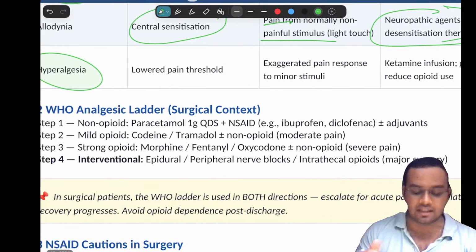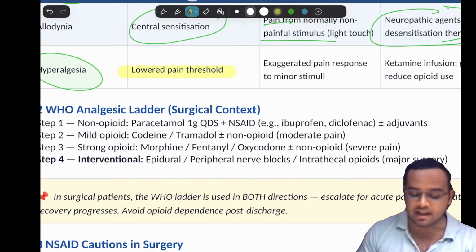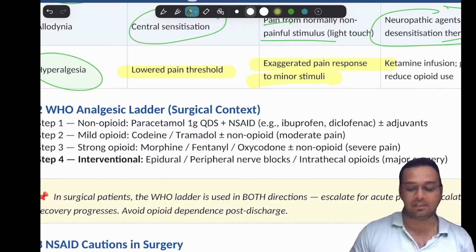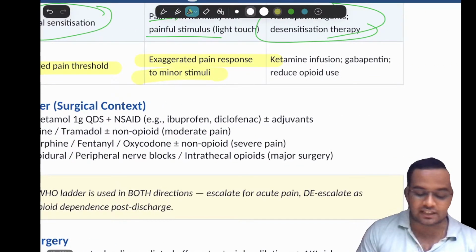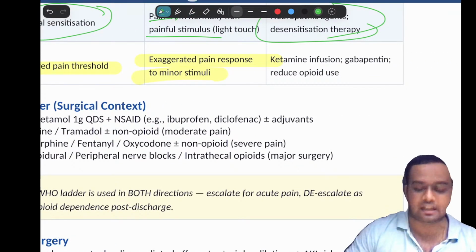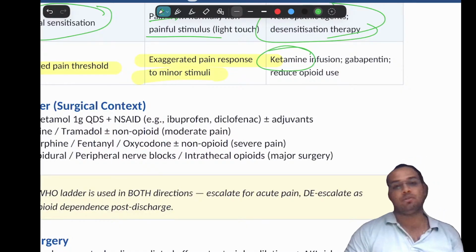That is nothing but the pain threshold of the patient being reduced, or an exaggerated pain response to minor injuries. For these patients there is also a psychogenic component, so ketamine plays a very useful role here.